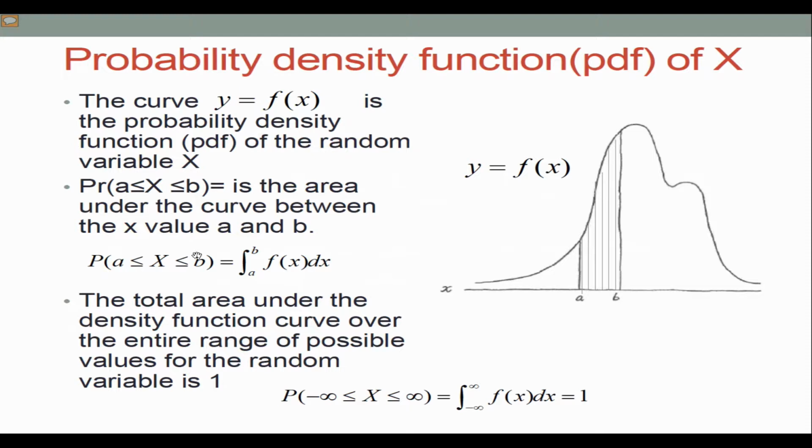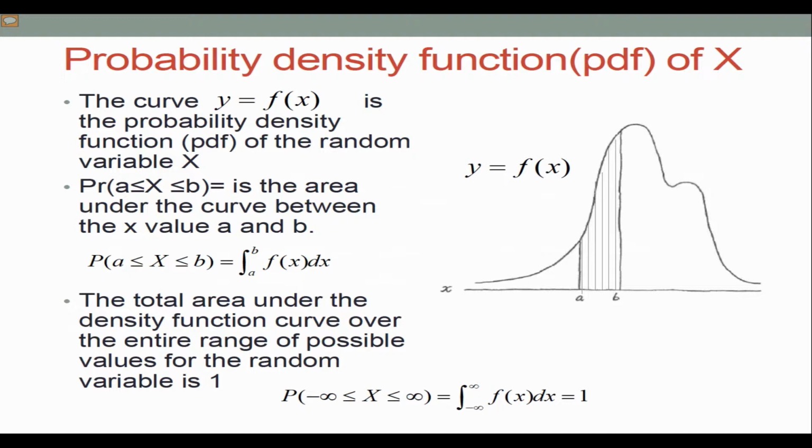So how to calculate the area under the curve? We need to use some calculus tools. We need to take the integration of this probability density function over this interval. So this is the probability for a continuous random variable. And the total area under the density function curve over the entire range of possible values for this random variable is 1. We denote it as the integration of the probability density function from negative infinity to infinity. This includes all the possibilities, all the area from one end to the other end. This area should equal 1. Is that okay?